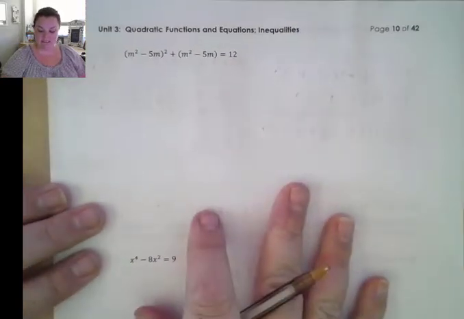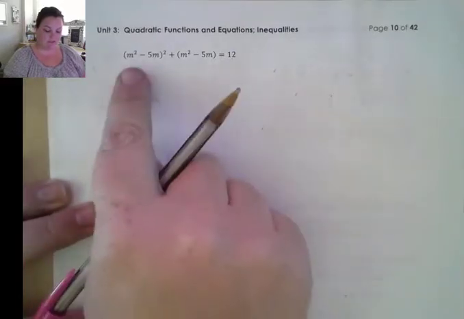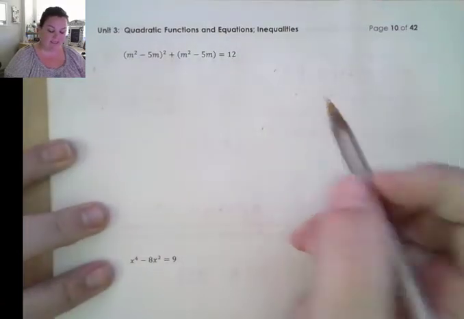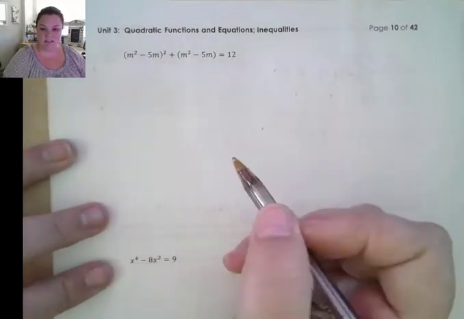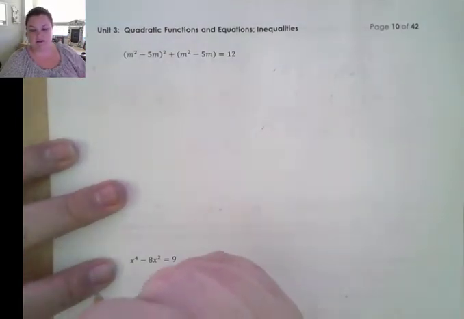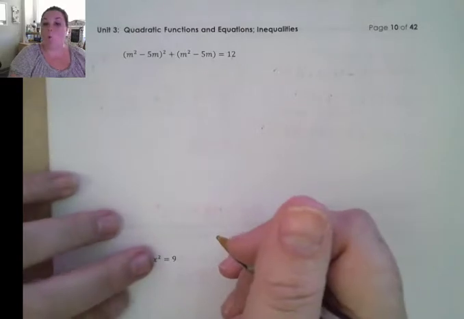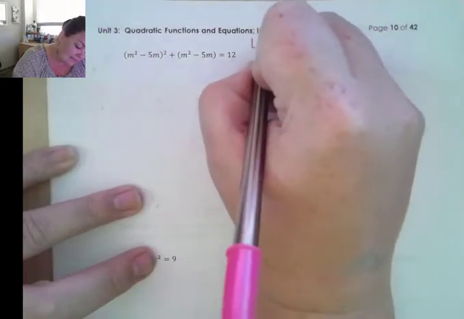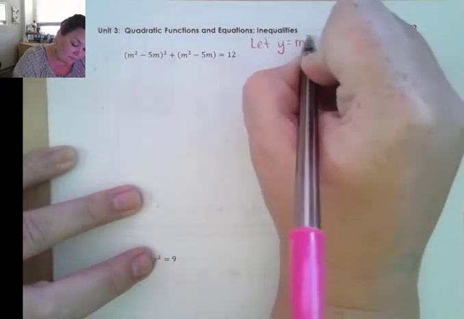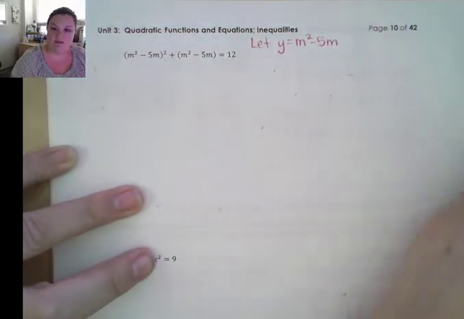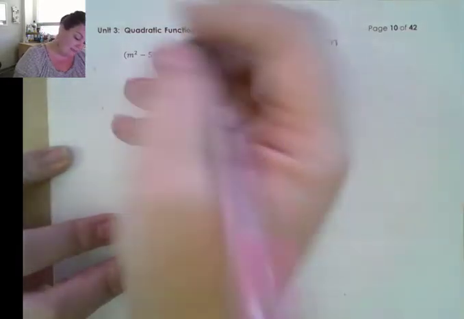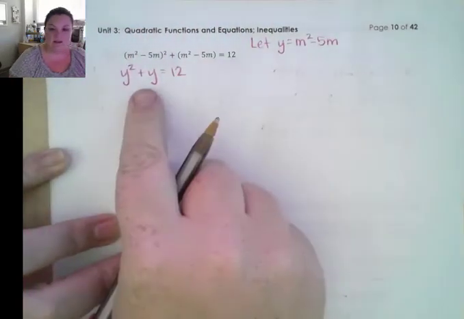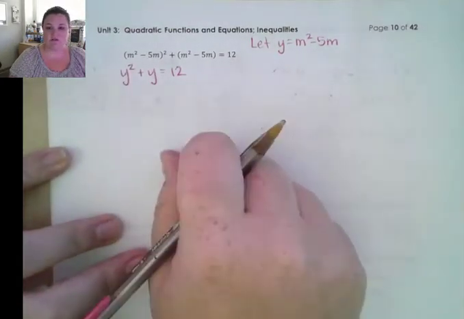We still have quantities. We want to get rid of those quantities so that we just have a regular number squared plus a regular number equals 12. So I'm going to substitute something in for this. Let's pick another letter that doesn't look like a number. How about Y? Let Y equal m squared minus 5m. If I put Y in for this quantity, now I have Y squared plus Y equals 12, and that's way less offensive than the original thing.